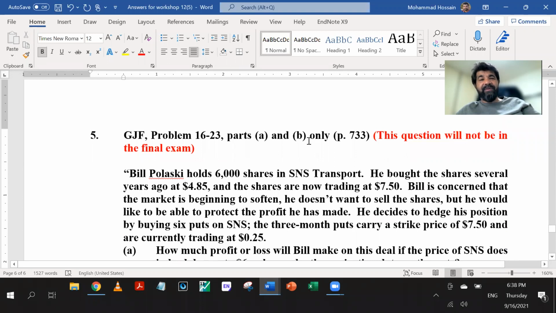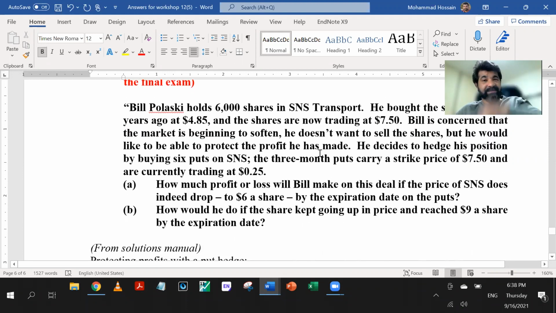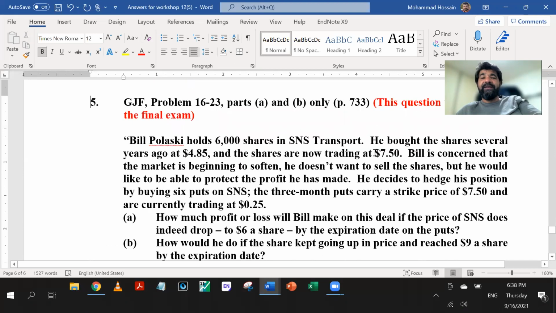This question will not be in the final exam, but just for you to have a look. Bill Polaski holds 6,000 shares in SMT Transport. He bought the shares several years ago at $4.85, and the shares are now trading at $7.50. The market price is $7.50. He purchased at $4.85.